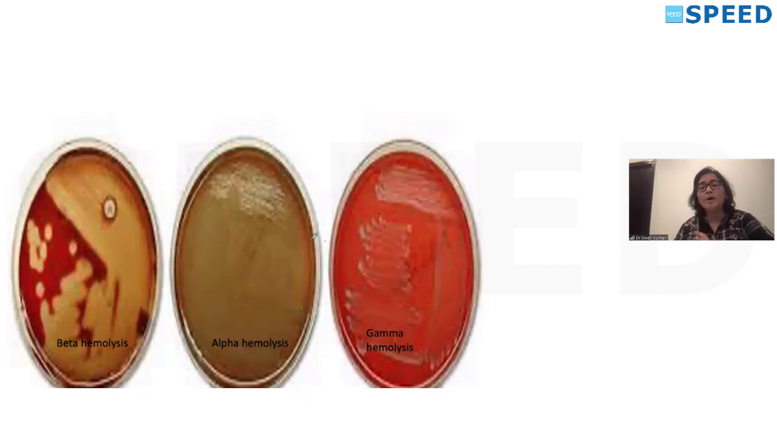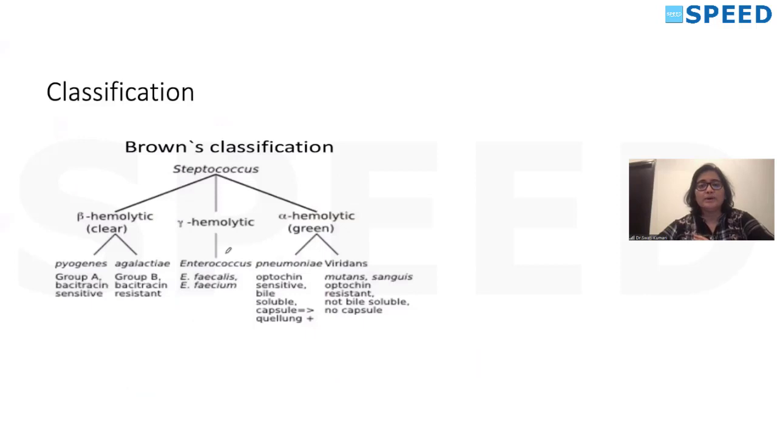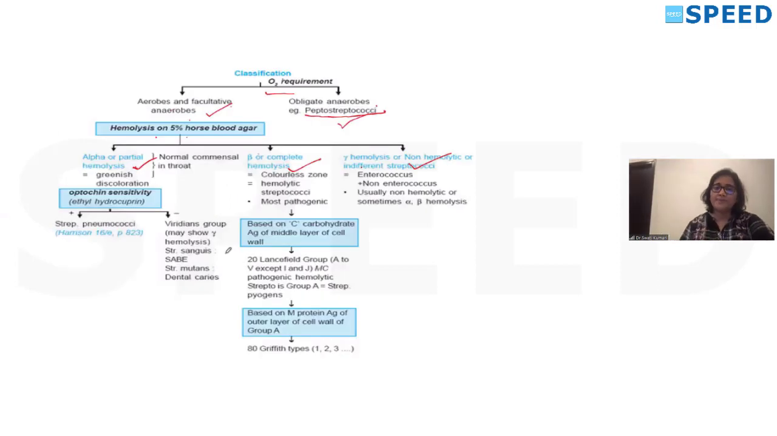5% sheep blood or human blood can be used for culturing Streptococcus. As we know, Streptococcus is fastidious, so it cannot grow on simple media like nutrient agar. It needs blood agar or chocolate agar to grow. So we saw how alpha hemolysis, partial hemolysis, beta hemolysis and gamma hemolysis look. As we saw, alpha shows greenish discoloration.